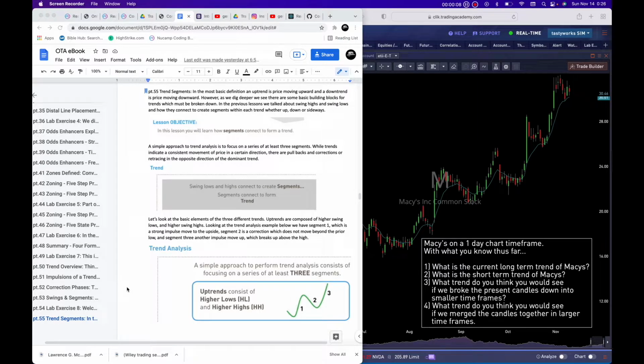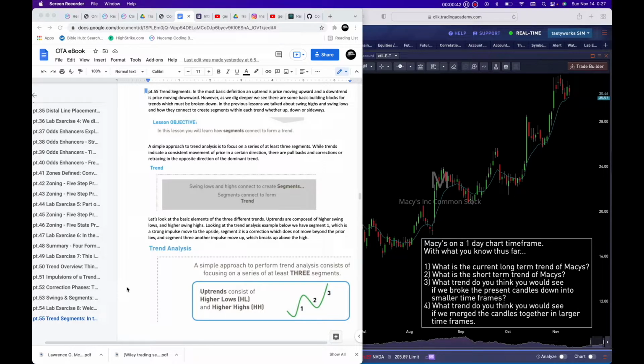In the most basic definition, an uptrend is price moving upward and a downtrend is price moving downward. However, as we dig deeper, we see there are some basic building blocks for trends which must be broken down. In the previous lessons, we talked about swing highs and swing lows and how they connect together to create segments within each trend, whether it's up, down, or sideways. In this lesson, you will learn how segments connect to form a trend.